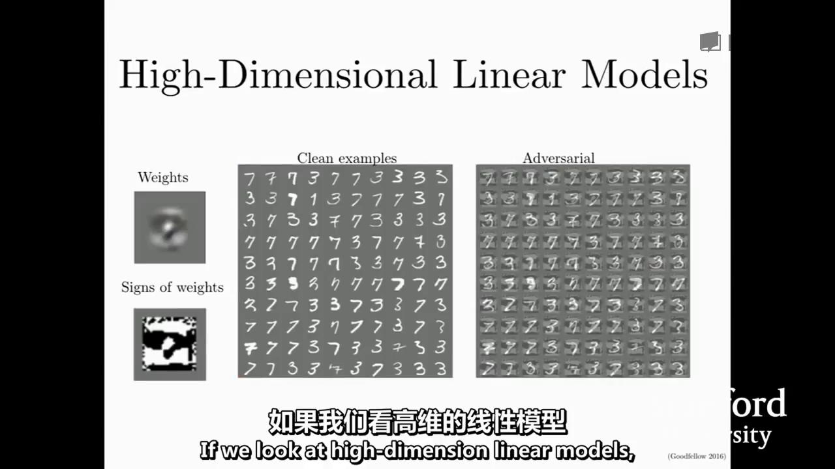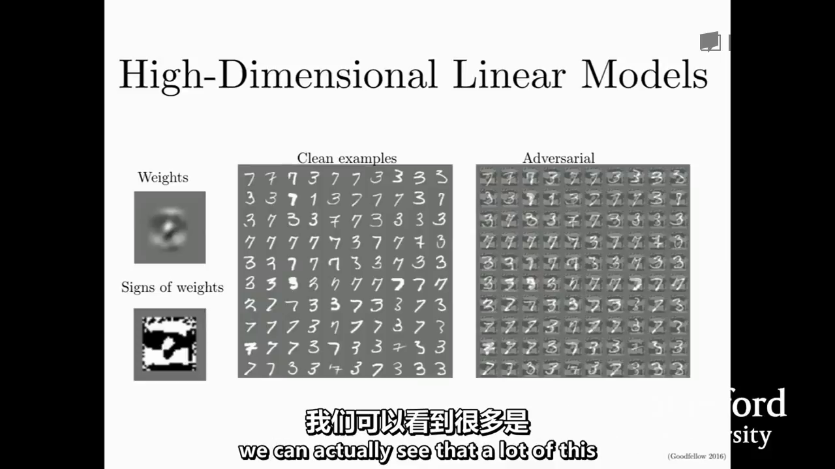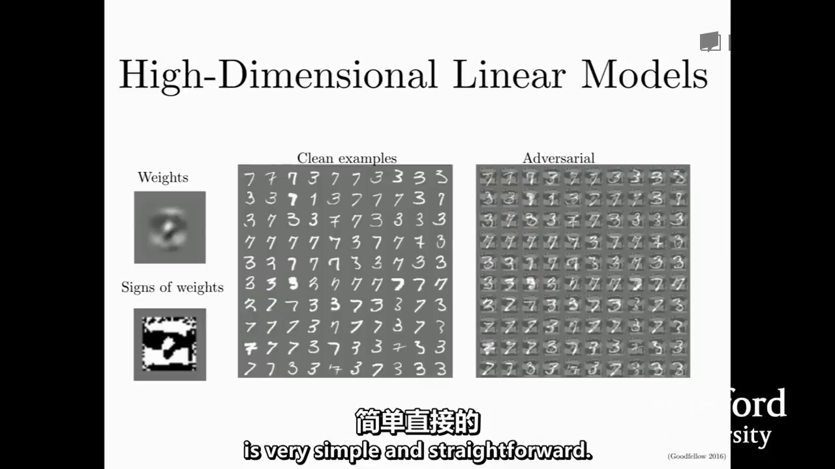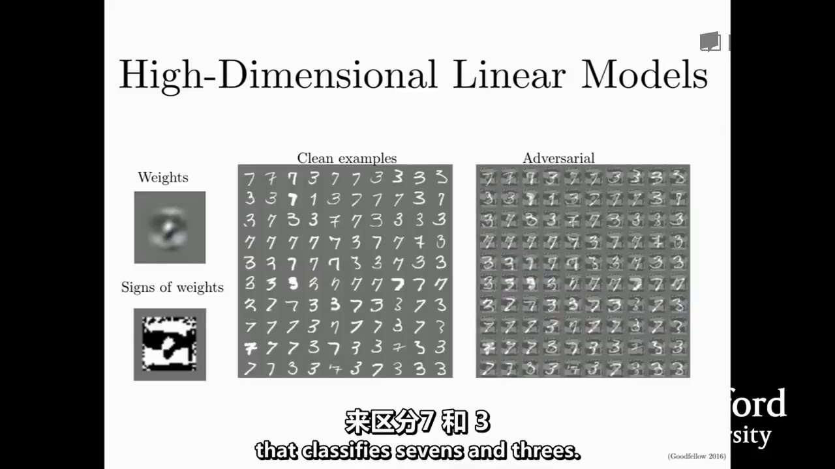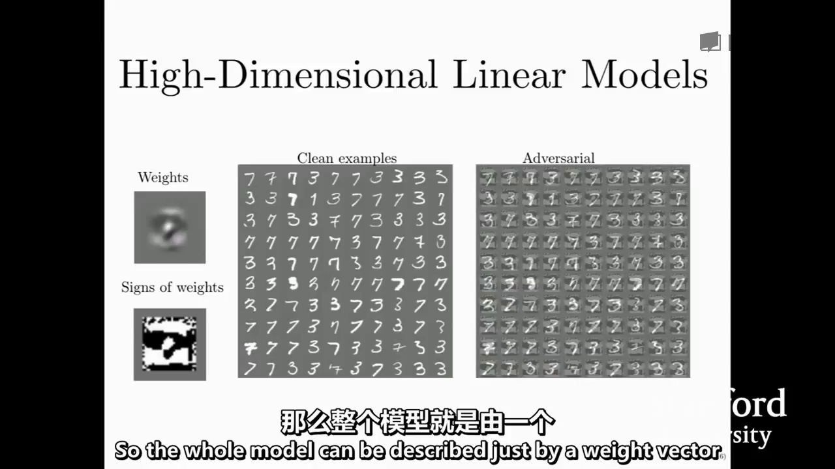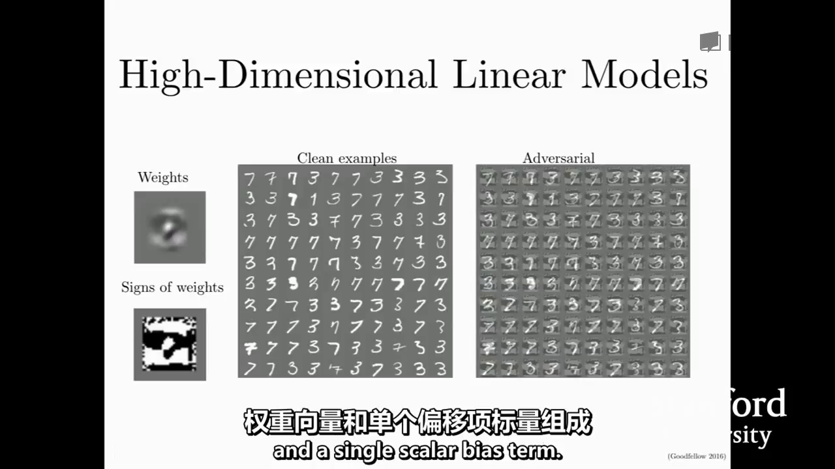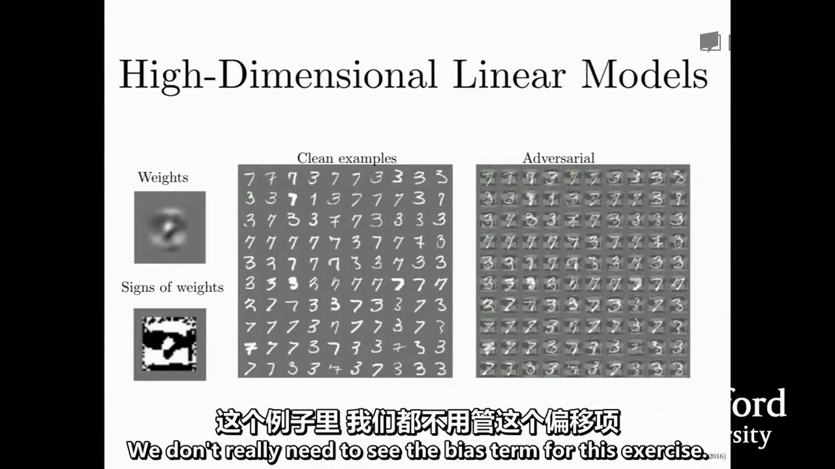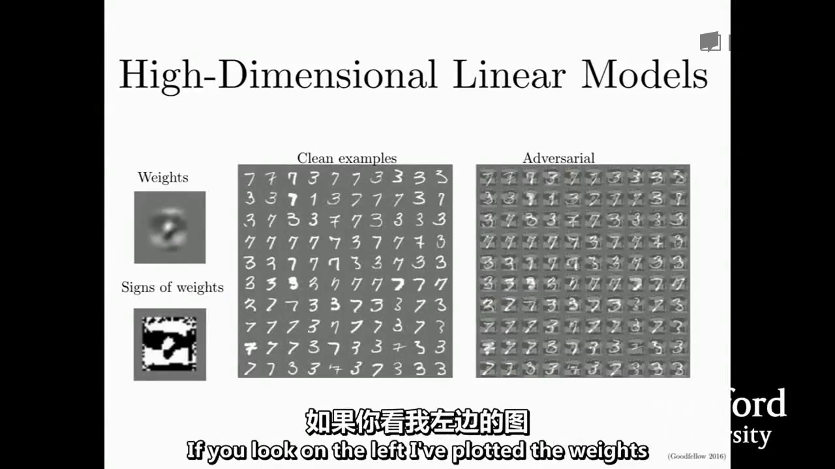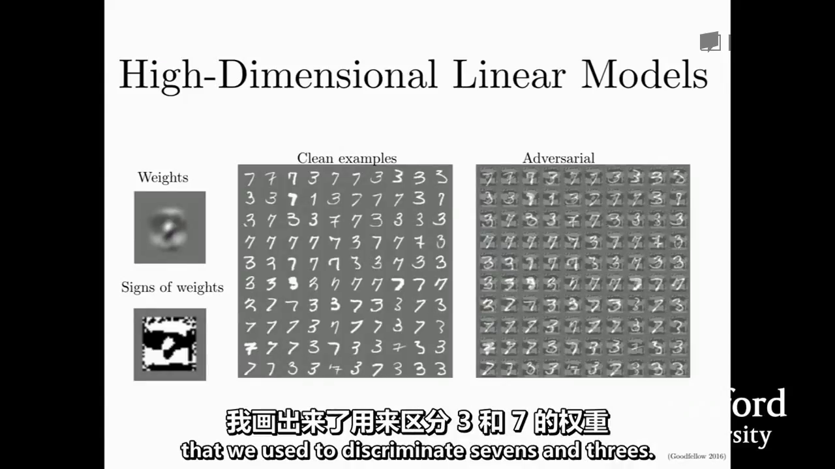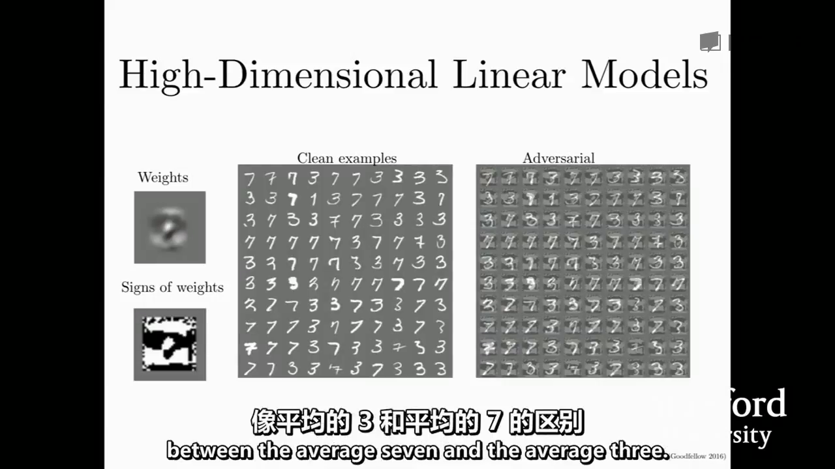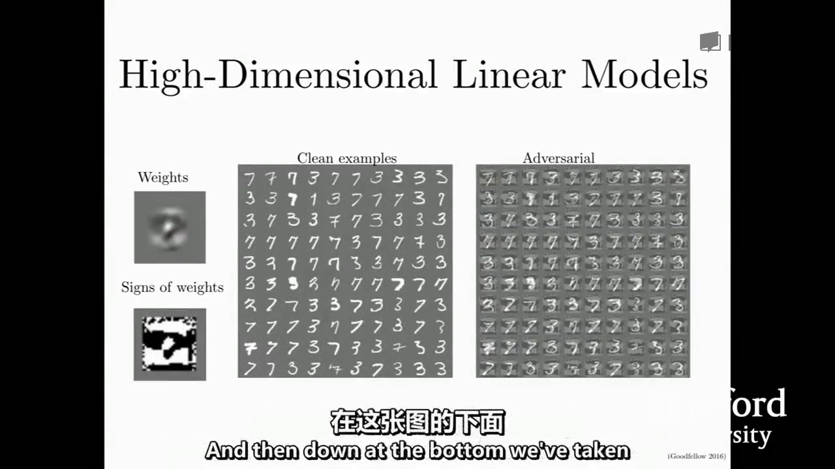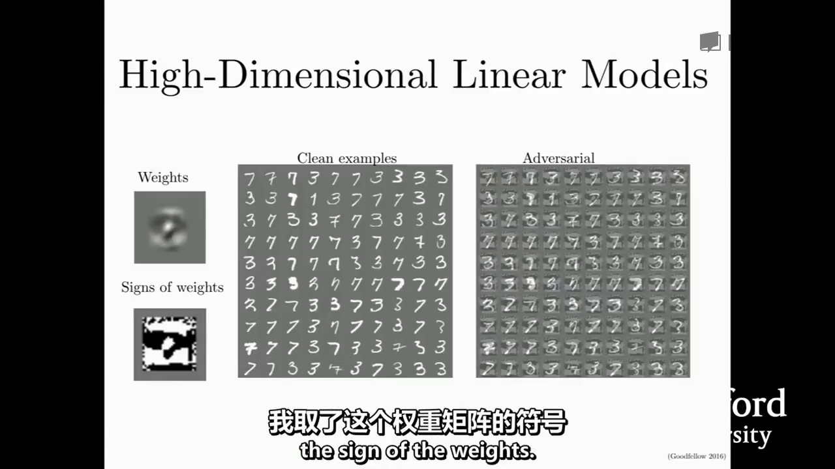If we look at high-dimensional linear models, we can actually see that a lot of this is very simple and straightforward. Here we have a logistic regression model that classifies 7s and 3s. So the whole model can be described just by a weight vector and a single scalar bias term. We don't really need to see the bias term for this exercise. If you look on the left, I've plotted the weights that we use to discriminate 7s and 3s. The weights should look a little bit like the difference between the average 7 and the average 3. And then down at the bottom, we've taken the sign of the weights.